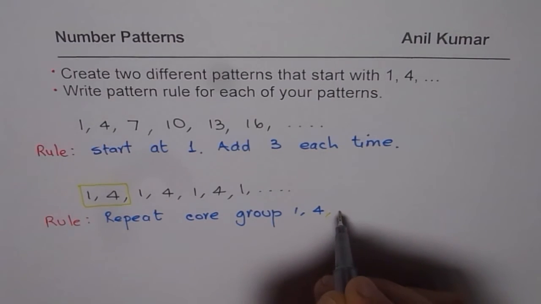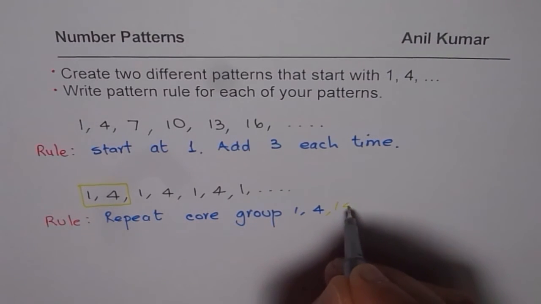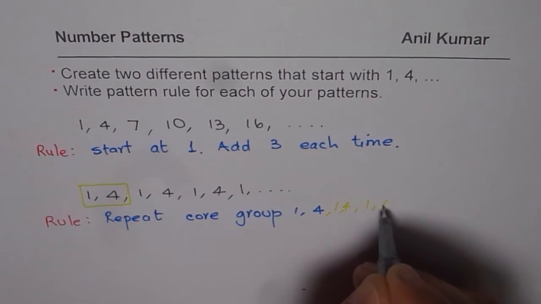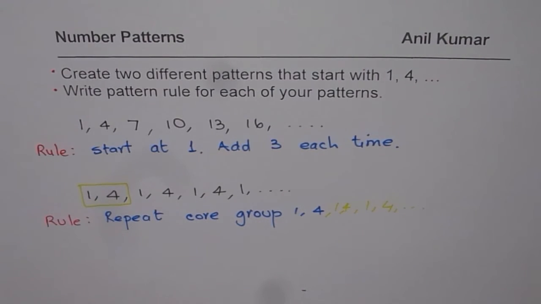It means it'll be like 1, 4, 1, 4, 1, 4, and so on, correct? So that is how you can easily describe the repeating pattern, right? So repeat core group 1, 4. That means you start at 1, 4, and then repeat 1, 4, 1, 4. Likewise, you can do it, right?